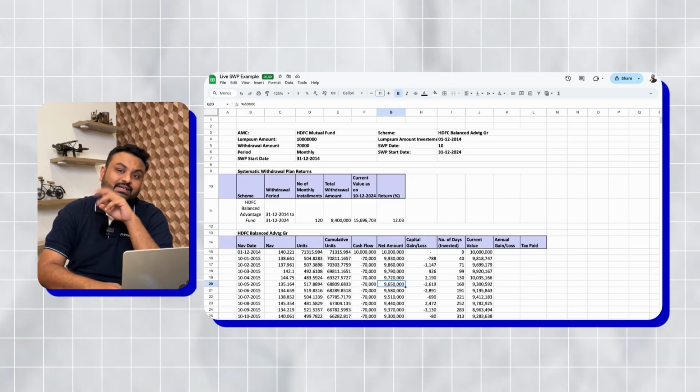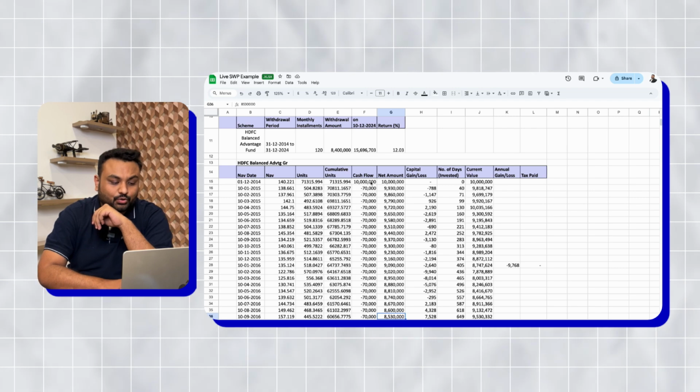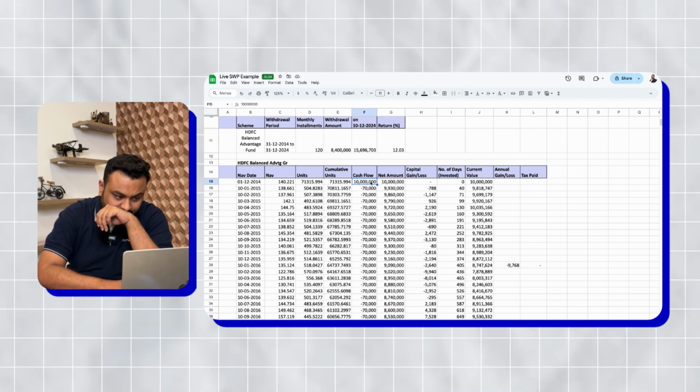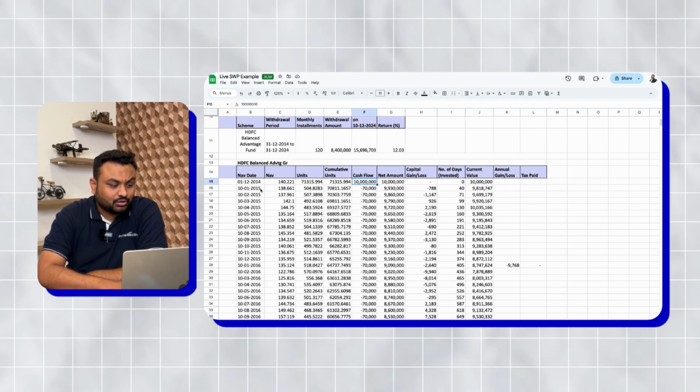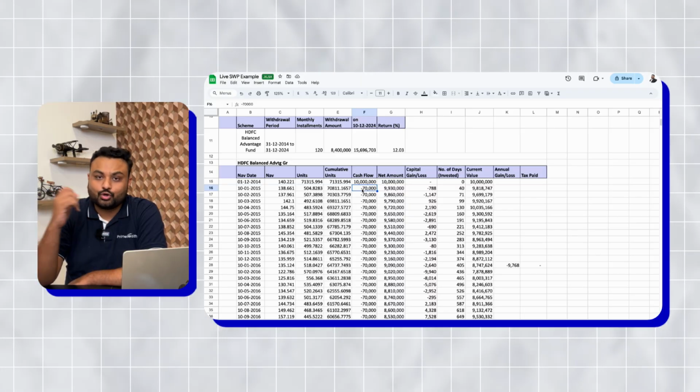So how the SWP exactly works is, first you put in whatever investment you want to do, in this case which is 1 crore rupees. Once you have invested 1 crore on the date that you said, which in this case is 10th of every month, you will start receiving 70,000 rupees from your corpus.